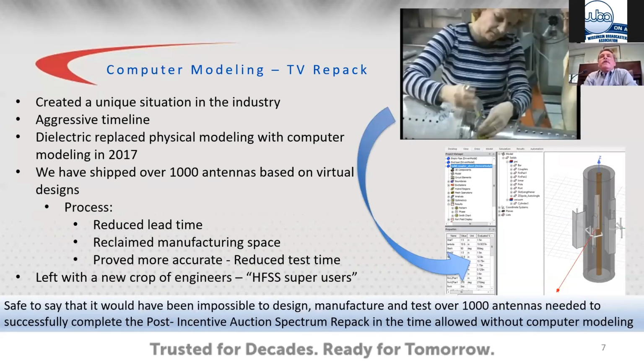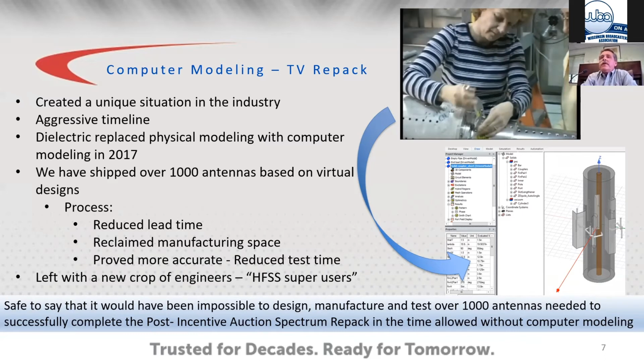So let me take a minute to talk about how computer modeling impacted Repack. Repack was pretty unique, had a very aggressive timeline. And in order to reduce lead times, we replaced physical modeling with computer modeling. Since 2017, when we did that, we have shipped over 1,000 antennas, which were based on just virtual designs alone.